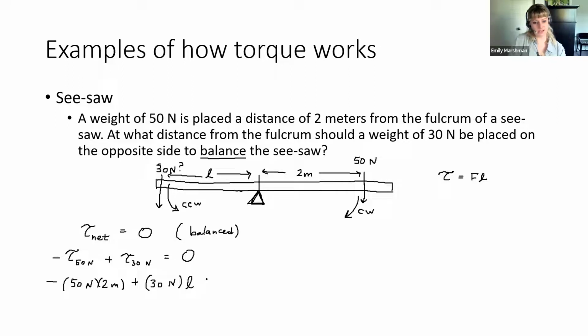The sum of these has to be equal to 0 because the seesaw is balanced. So this is going to be negative 100 Newton meters. This is going to be 30 newtons multiplied by L. And from here, it's some algebra.